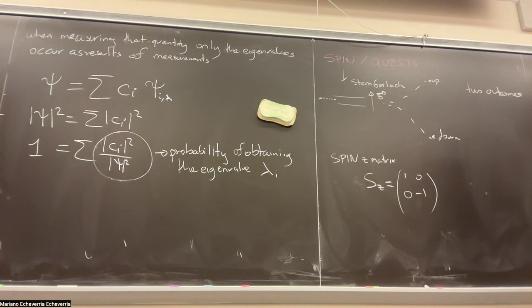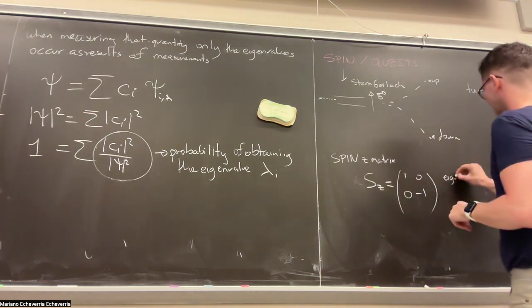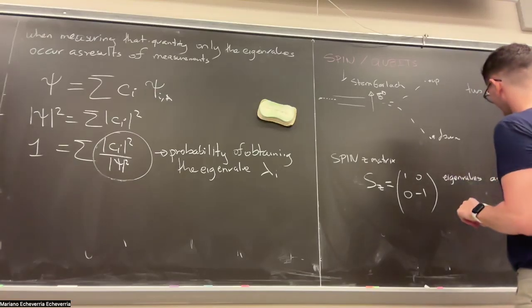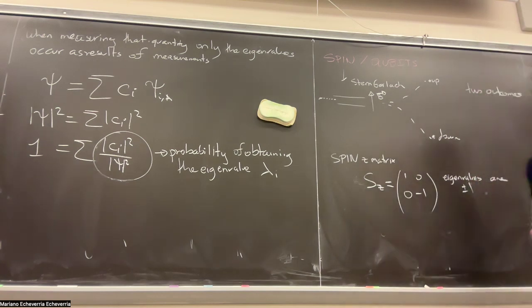This one is very easy. Clearly all the entries are real, and it's even diagonal, so it's even easier to check that it's symmetric, self-adjoint. And the eigenvalues, since this is diagonal, are just ±1. So it is as easy as you could think.